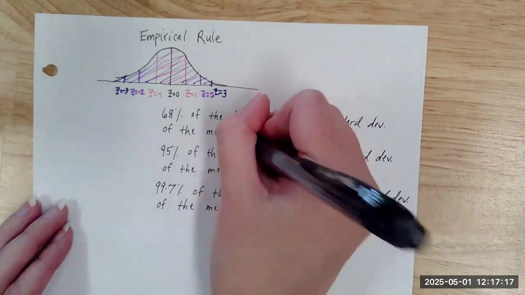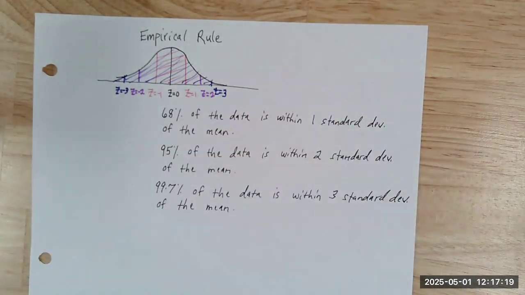And these are all approximate. It's not exactly 68%. It's approximately 68% within 1 standard deviation, approximately 95% within 2 standard deviations, and approximately 99.7% of the data within 3 standard deviations of the mean. So if you go out 4 standard deviations, how much do we think we're containing? It's practically 100%. If you go out 5 standard deviations, it's definitely 100%, right?